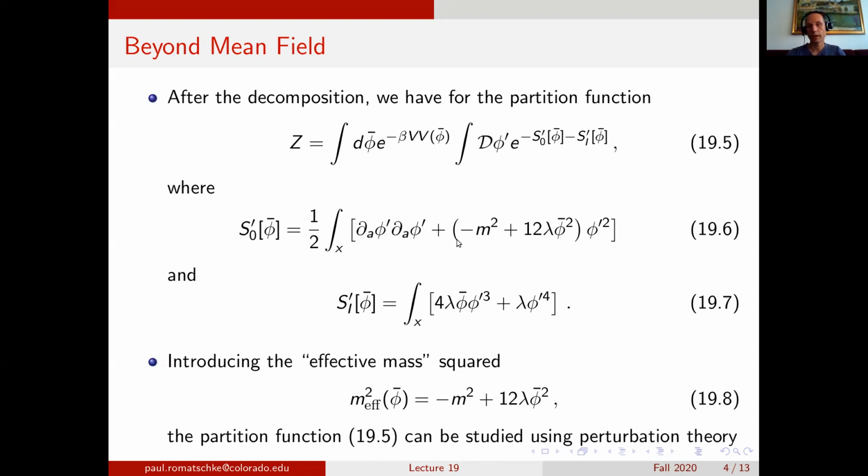Once we rewrite this in terms of an effective mass, the action S0 prime looks just like the free action for the field theories that we have studied before. And we can use perturbation theory to calculate the effect of including the Si prime contribution in the action that the path integral for the fluctuations is integrated over.